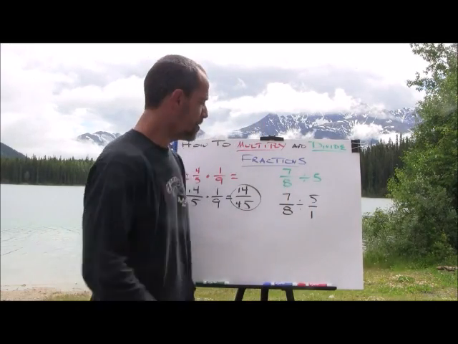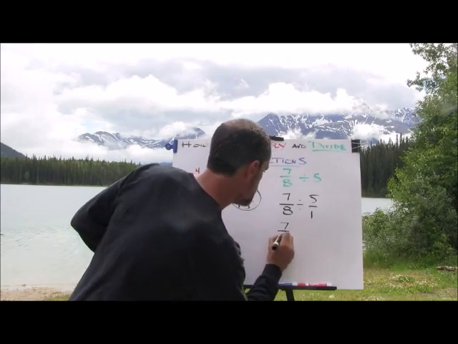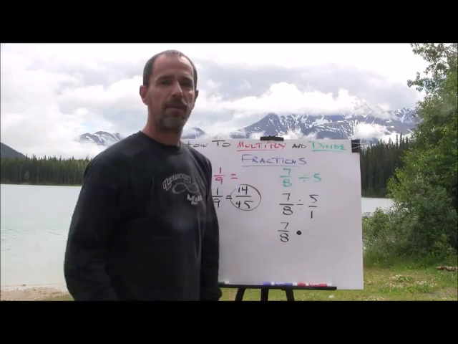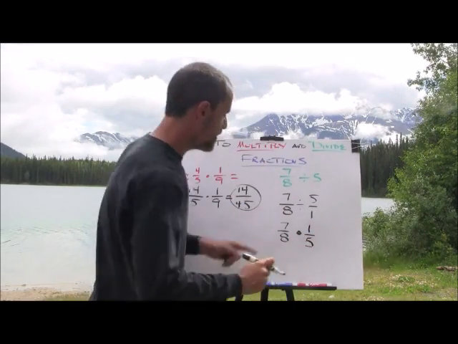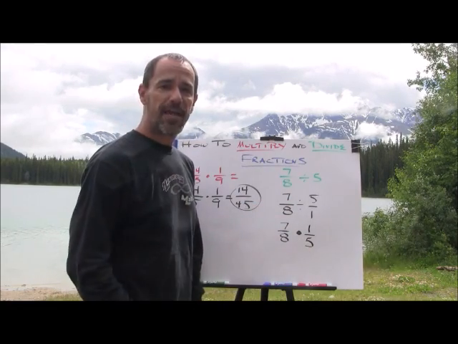Now, how do we do division? We're going to keep the first fraction the same. We're going to change division to multiplication. And we're going to flip the second fraction. Keep, change, flip. Now we have a multiplication of fraction problems.